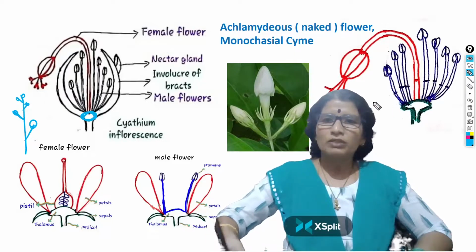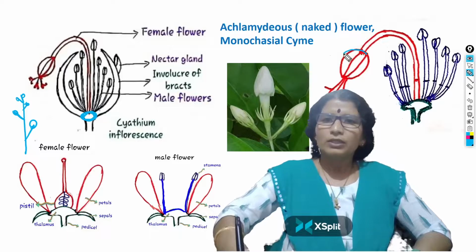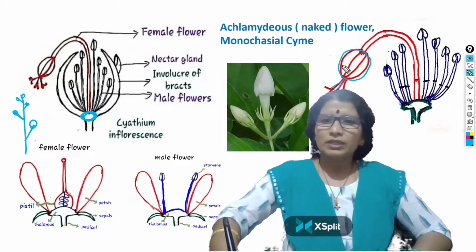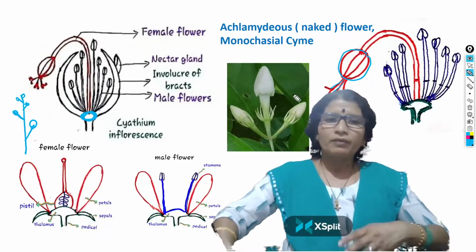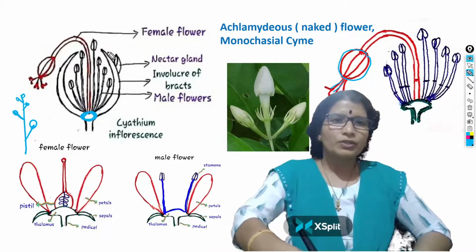Already I told you what a female flower is. A female flower contains only pistil. So here this is the pistil. This is the ovary. This is the style. These are the stigmas. So this is the female sex organ. But here the female sex organ has a lengthy stalk. So due to the presence of the lengthy stalk, this female flower comes completely outside from the cup-like structure.